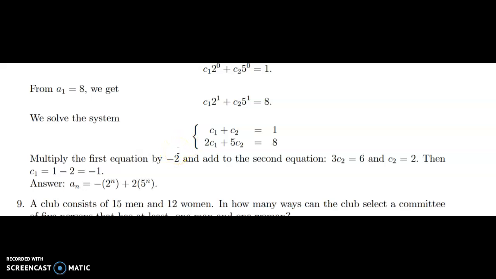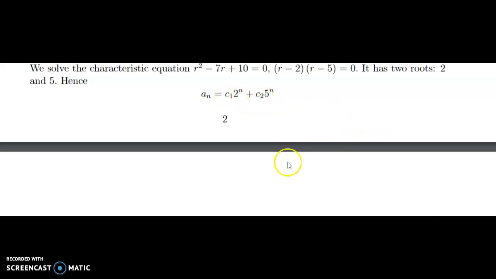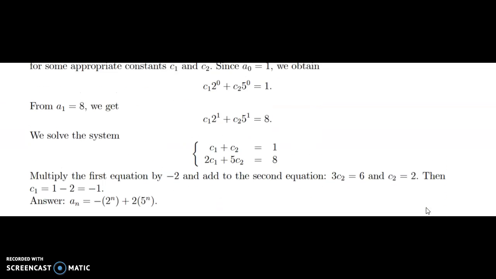And then replace in this formula C1 and C2 with the numbers that we found, and you get the answer. The answer is: C1 is negative 1, so negative 2 to the n plus 2 times 5 to the n. You should check. Replace n with 2. Evaluate this. Negative 2 squared plus 2 times 5 squared. The result is 46, as before.